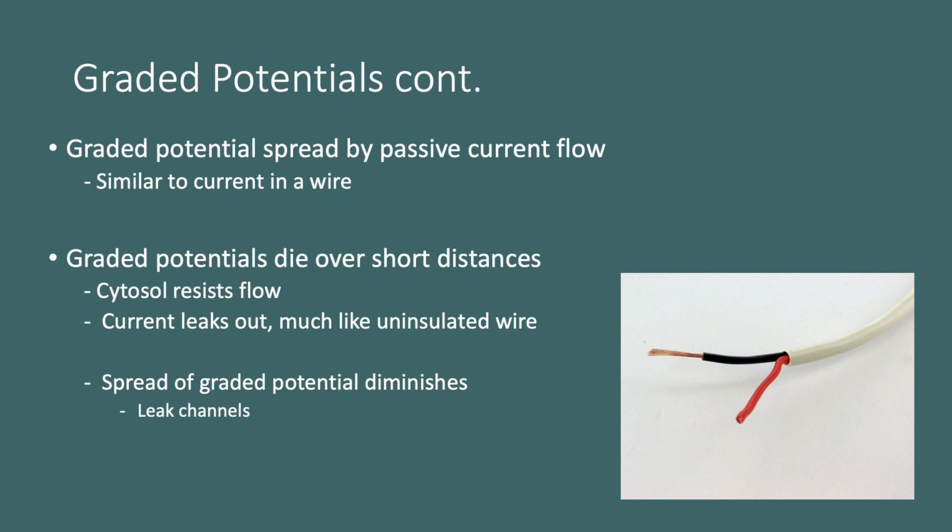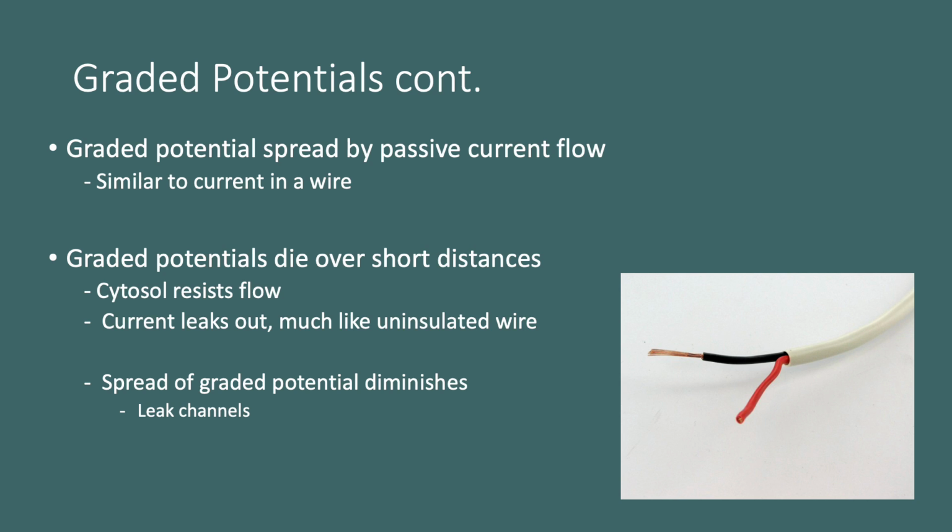But as we saw previously, this depolarization can only spread so far. It experiences resistance from the cytosol and it can leak out, right? Those ions have leak channels, and they can leave that neuron. So a good analogy here is to think of those graded potentials as spread by a passive current flow. This is like the current within a wire, right? So they die over short distances because of that cytosol.